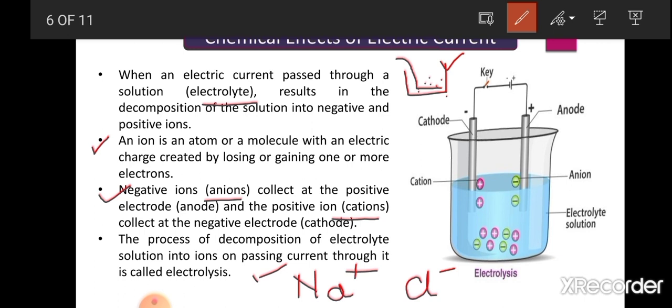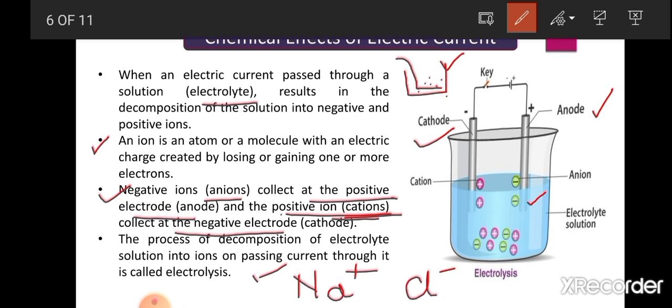These anions, meaning negative ions, always get collected at the positive electrode, that is the anode. Here you can see this is the positive electrode, that is the anode, and the negative ions are attracted towards it. The positive ions, that is cations, get collected at the negative electrode, that is the cathode. So this is the negative electrode.